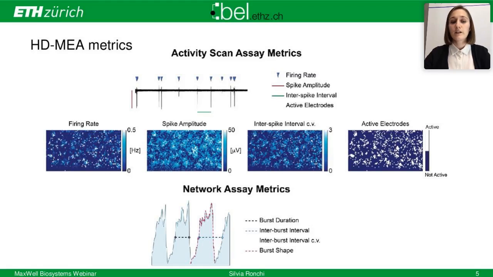From this kind of activity, we could compute the burst duration, which is the time difference between the end point and the start point of each burst. We could also derive the interburst interval, so again, the time difference between starting points of two consecutive bursts. Also the coefficient of variation, which gives a measure of the burst regularity, and we could also analyze the burst shape.